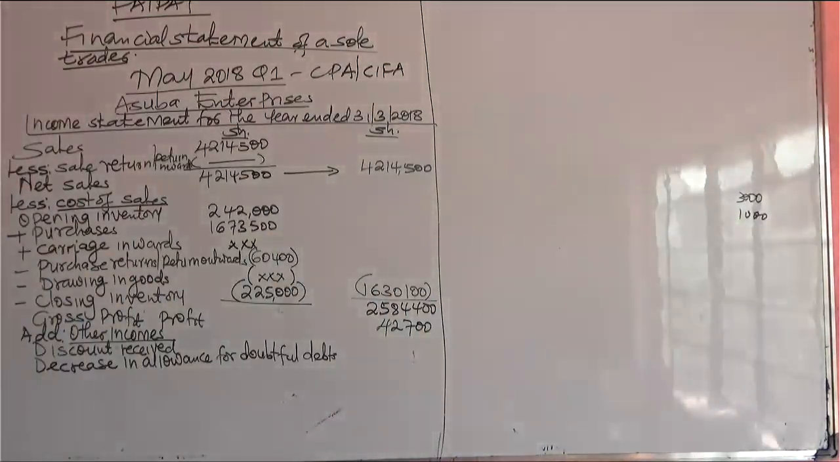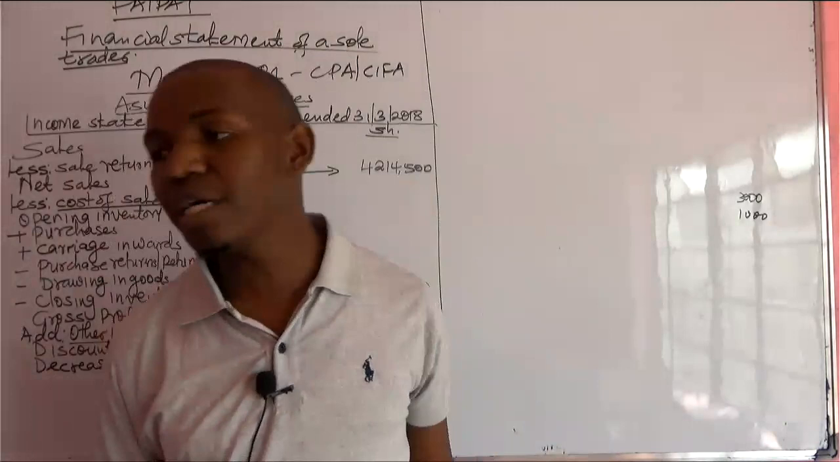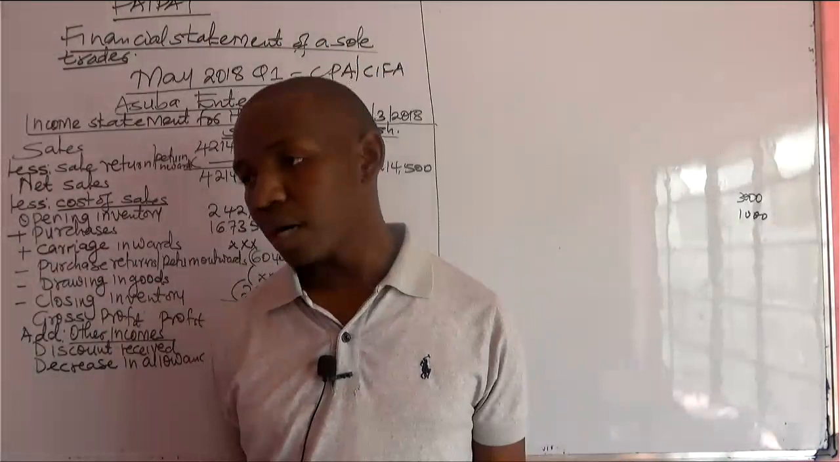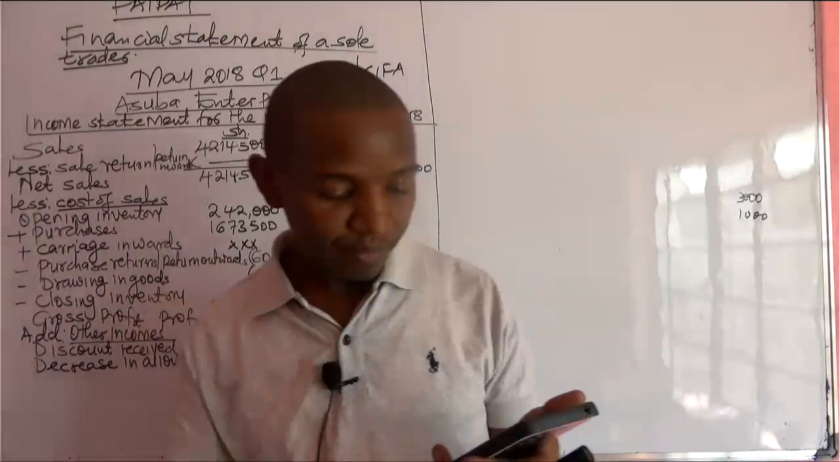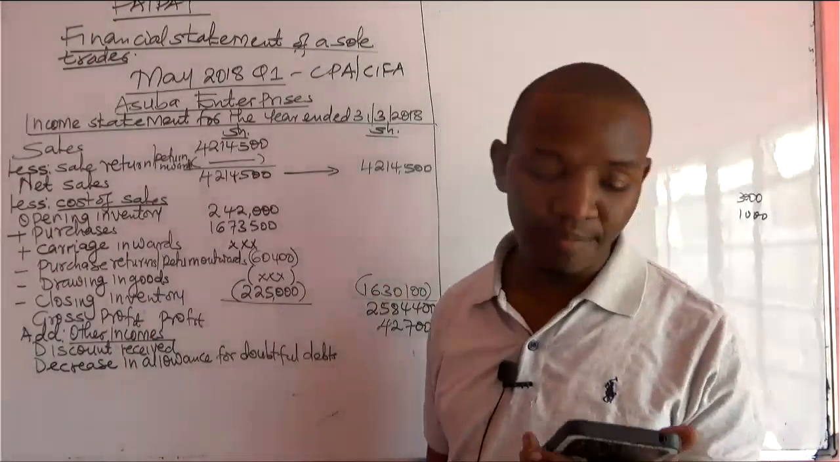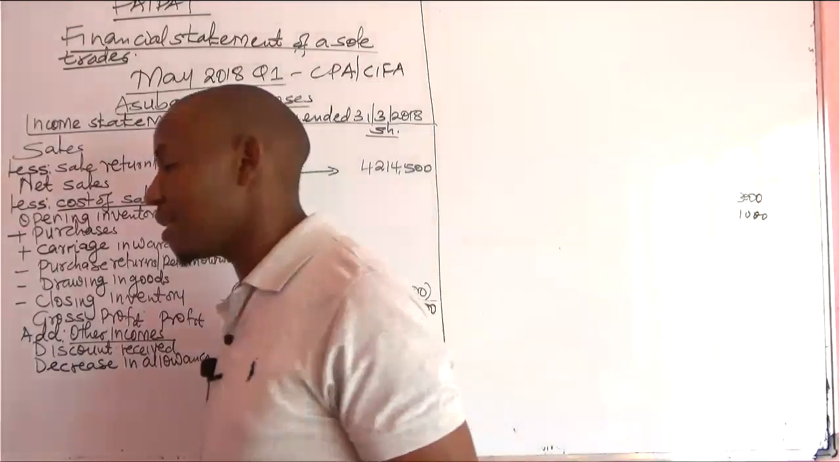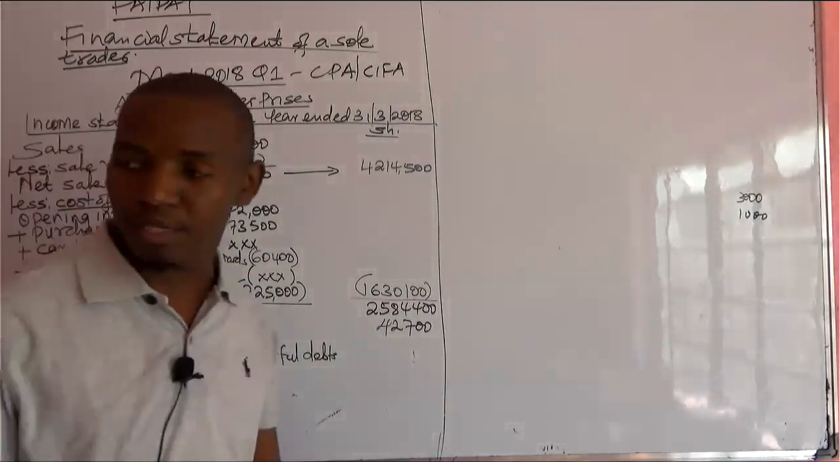So you go to additional information number 5. A customer owing 5,400 has been declared bankrupt. When a customer is declared bankrupt, you write it off as a bad what? Bad debt. So that means that is a bad debt. And therefore, the amount was written off in full. An allowance for receivable is maintained at 3% of the remaining balance. So you just get 3% of the balances of the receivables.